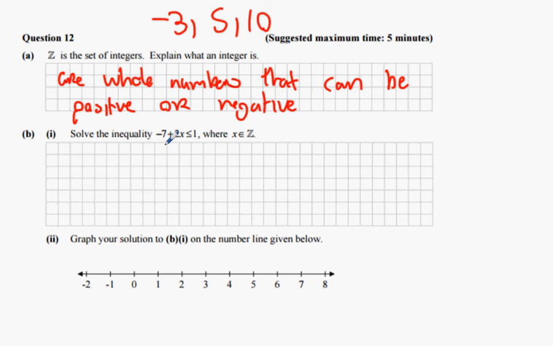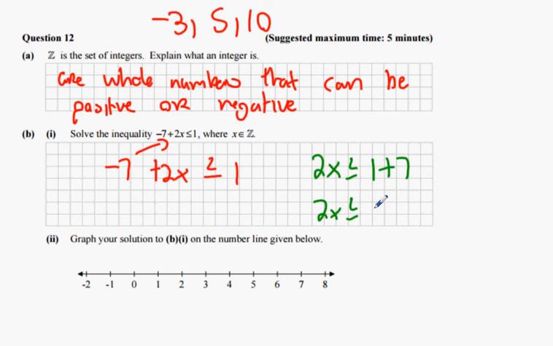Both. Solve this inequality. Anybody remember what to do with this? We did it recently in class. Get the x on its own. So what stops the x being on its own? The 7. Move the 7 out the other side and what happens? 2x is less than or equal to 1 plus 7, which is 8. 2x is less than or equal to 8. Divide both sides by 2.